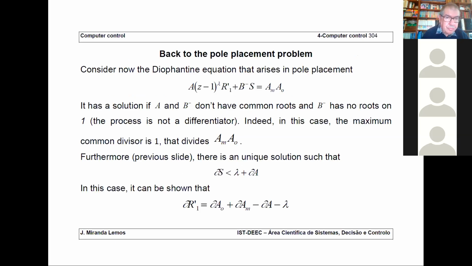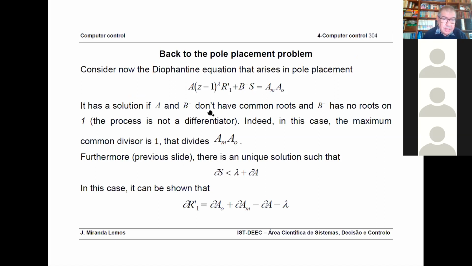Now, let's apply this to our pole placement problem. So our Diophantine equation is this one. The unknowns are r prime 1 and s, and we have as coefficients this A, (z minus 1) up to lambda, B minus, and then on the right Am, Ao.